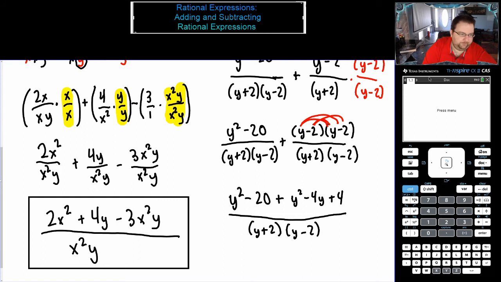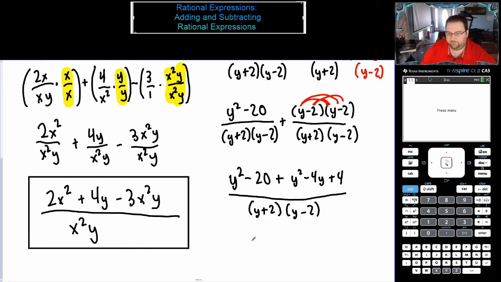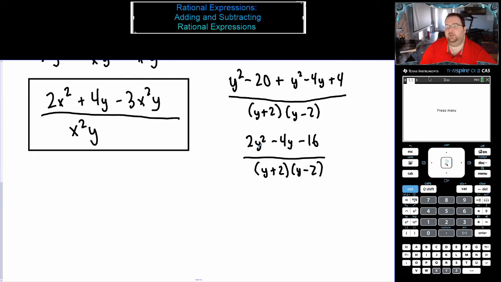Now I'm going to combine them. So we have y squared plus y squared, 2y squared. We have minus 4y. And we have negative 20 plus 4, which is negative 16, over y plus 2, y minus 2. These are all divisible by 2, so let's factor out a 2. So now we have y squared minus 2y minus 8.